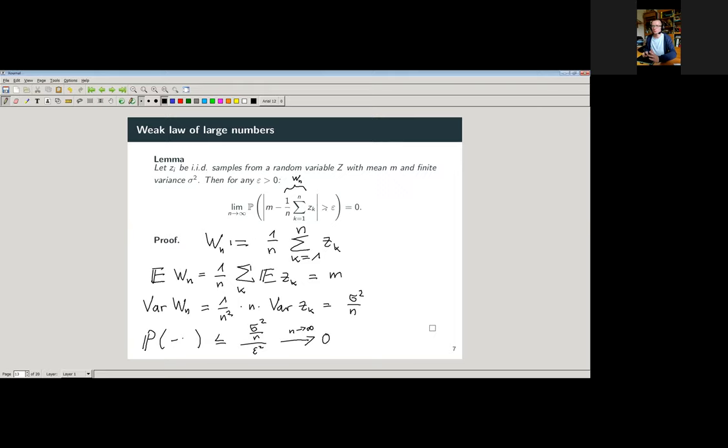And that proves the weak law of large numbers, which says that you can indeed compute the mean of a random variable by sampling from it and computing this quantity, this so-called empirical average. And that motivates how Monte Carlo methods work. We can compute an integral, and m is an integral, because remember, m is the integral over x d mu of x. And we can approximate this integral by sampling from the random variable and computing that quantity here.